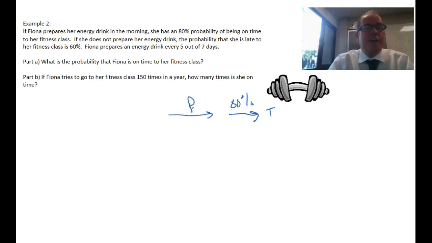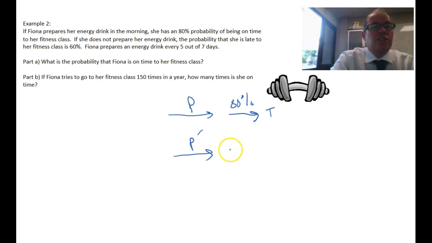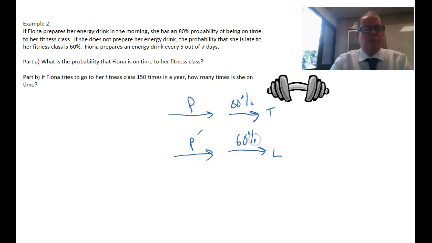I'll put a P for prepare. If she does not prepare the drink, so imagine now she does not prepare the drink, then she has a chance of being late of 60%. Okay, so thinking about that, we've got two options.